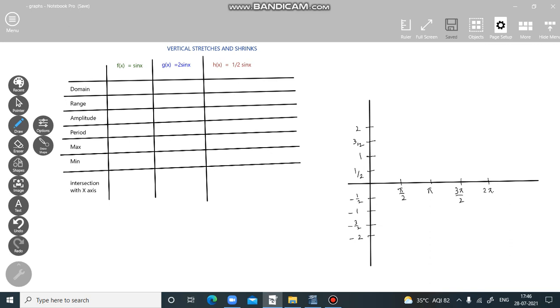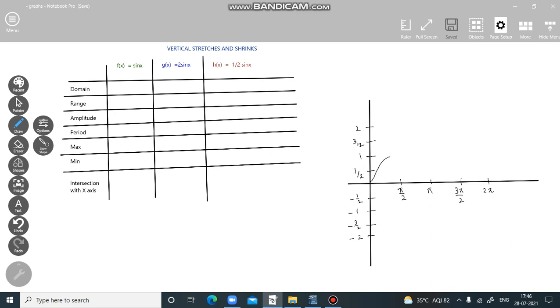So let us now see the effect of having a coefficient for the parent function sin x. That is, when the coefficient of sin x is 2, a value greater than 1, and when the coefficient of sin x is half, a value less than 1. So for f of x equal to sin x, first of all, let me draw the parent function.